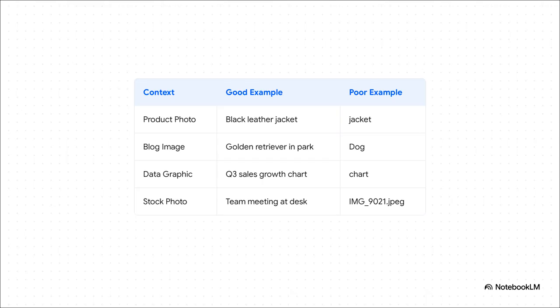Look, for a product photo, don't just write jacket. That's so unhelpful. Be specific. Black leather jacket with silver zippers. For a blog post, dog is useless. But golden retriever playing with a tennis ball in a park? Now we're talking. And please, for a chart, never just write chart. Tell us what the data shows. And the absolute worst thing you can do, of course, is just leave the default file name.